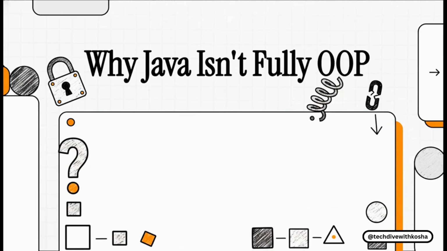All right, let's dive into a question that trips up a surprising number of Java developers. Is Java really a 100% object-oriented language? The answer isn't a simple yes or no. It's actually way more interesting than that. So let's break it down.